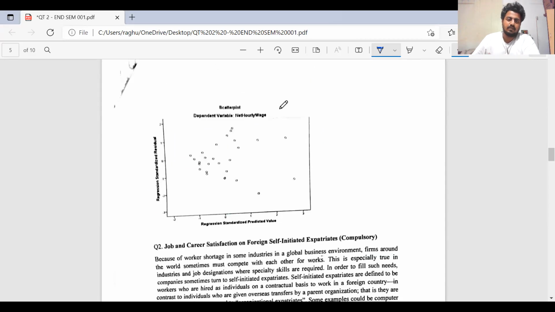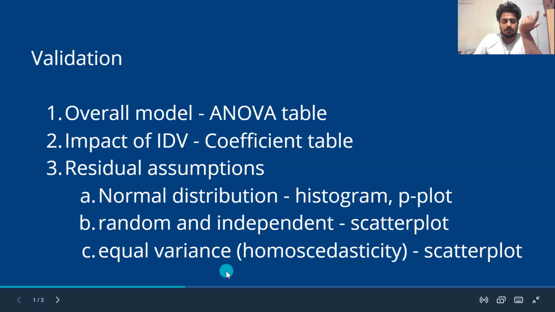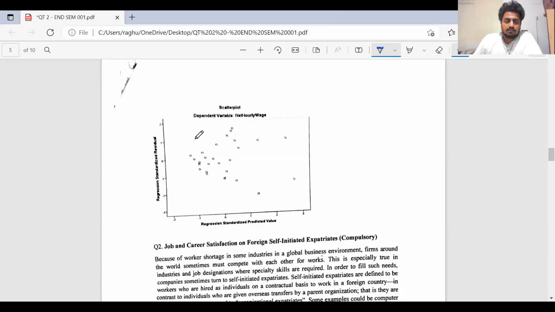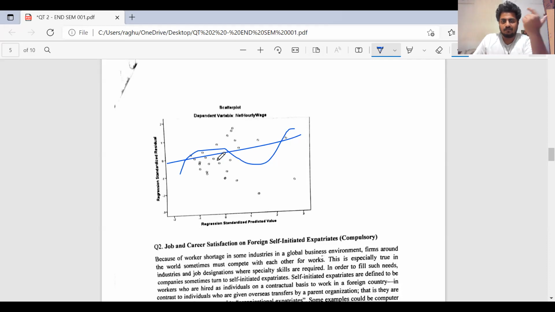Now coming to B and C, where we validate the independence and randomness of these residuals, and also we validate the equal variance part. Now, if you look at the scatter plot for the test for independence and randomness, we see that the residuals do not form a particular pattern, right? It's not like a straight line, or a bell curve or any sort of curve. It's completely random. So we can validate that the residuals are random and independent of each other. So B validation is done.